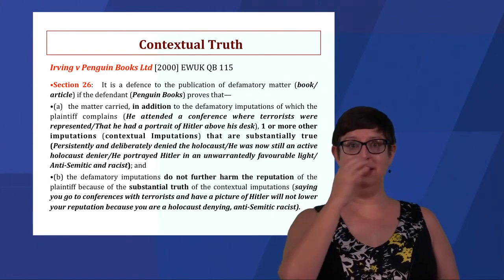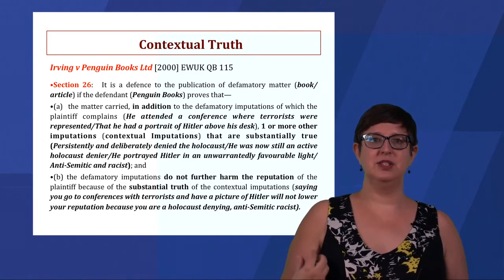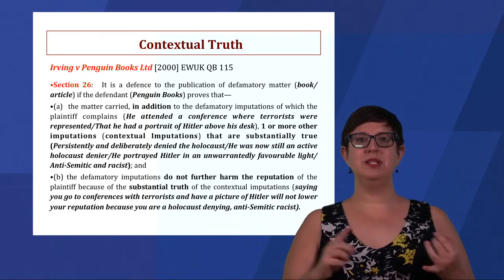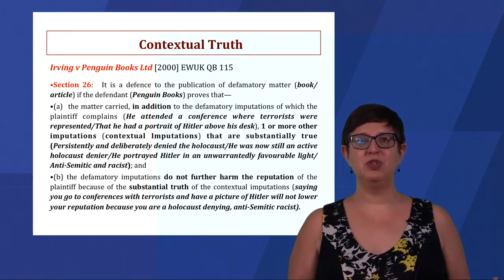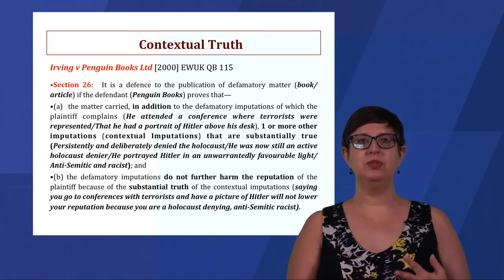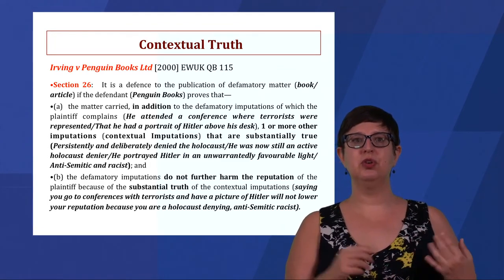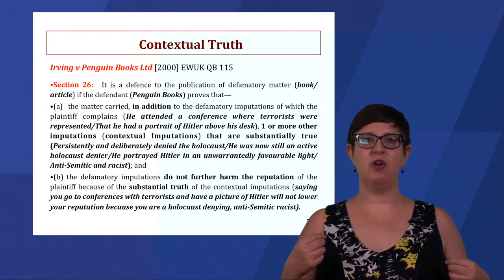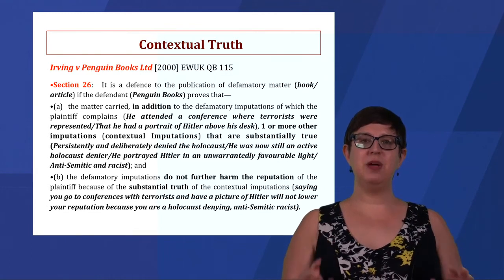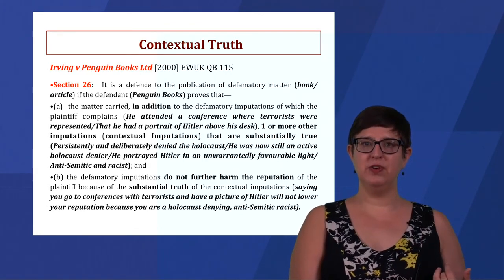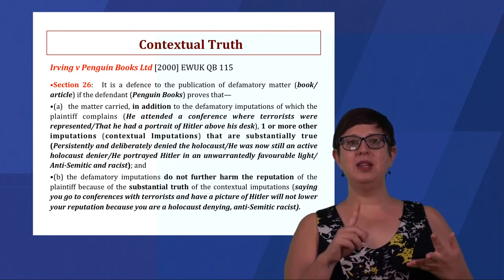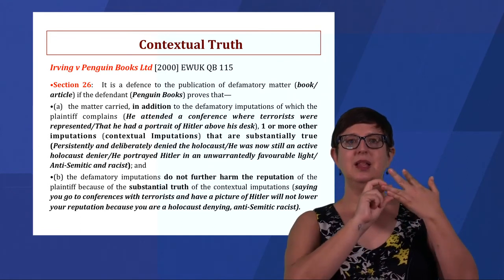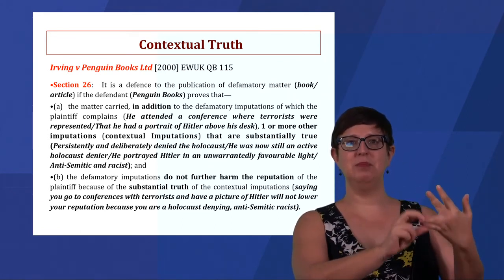So if we go back to our local section, section 26, here's how that would work. We know it's a defence to the publication of a defamatory matter, in that situation books and articles, if the defendant, Penguin Books, could have proved that the matter carried in addition to the defamatory imputations of which the plaintiff complained. Those defamatory imputations were that Irving attended a conference where terrorists were represented and that Irving had a portrait of Hitler above his desk. Those were the two things, the defamatory imputations of which he complained.